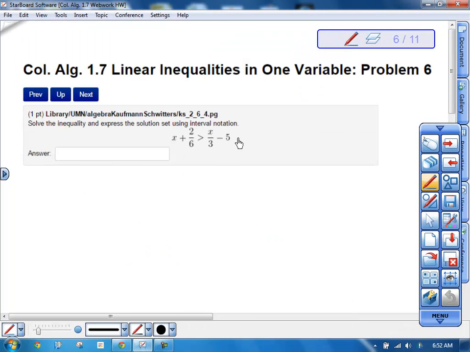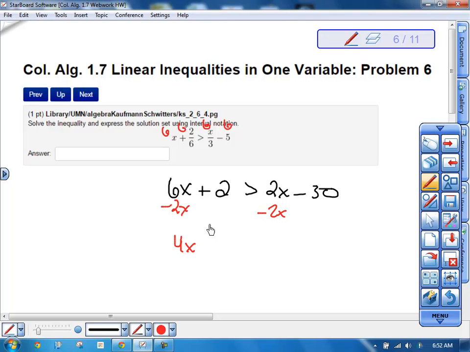Okay, another solving the inequality one. Once again, whenever you have fractions and an equal sign or an inequality sign, we can clear fractions. So I'm going to multiply through by 6. And that gives me 6x plus 2 is greater than 2x minus 30. So what I just did is I multiplied everything through by 6 because whenever I see fractions, I like to get rid of them with an equation or an inequality. Now I can subtract 2x from both sides, and that gives me 4x. I can subtract 2 from both sides, and that gives me greater than negative 32. I can divide both sides by 4. I get x is greater than negative 8, and it wants interval notation again.